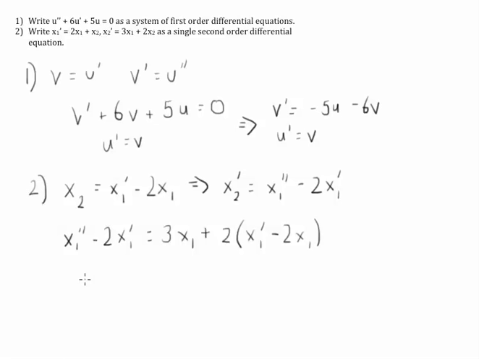So let's see what we're going to get here. We're going to get x1 double prime. We've got it minus 2 times the derivative here, plus 2 times the derivative over here. So when it moves over, we'll get minus 4 times x1 prime. And we've got 3x1 minus 4x1. That's going to be minus x1. When we move it over to the other side, we'll have plus x1 equals 0. So notice what we just did there. We took a system of two first order differential equations and transformed that into one second order differential equation.